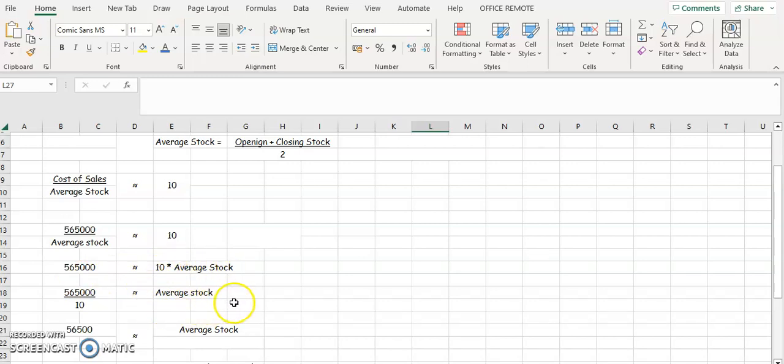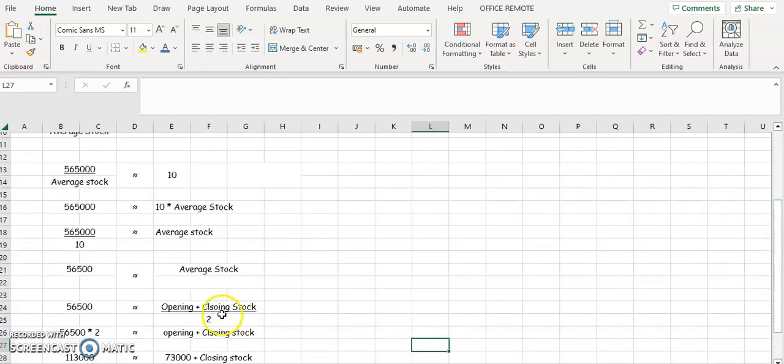So now we can get average stock on its own. We're going to bring the 10 back over the equals. If it's multiplication on one side, it becomes division on the next. So 565,000 divided by 10 is equal to average stock. So 56,500 is equal to your average stock. Now we know part 2, average stock is equal to opening plus closing stock divided by 2. So we're going to substitute this formula in for the word. So 56,500 is equal to opening plus closing stock divided by 2.